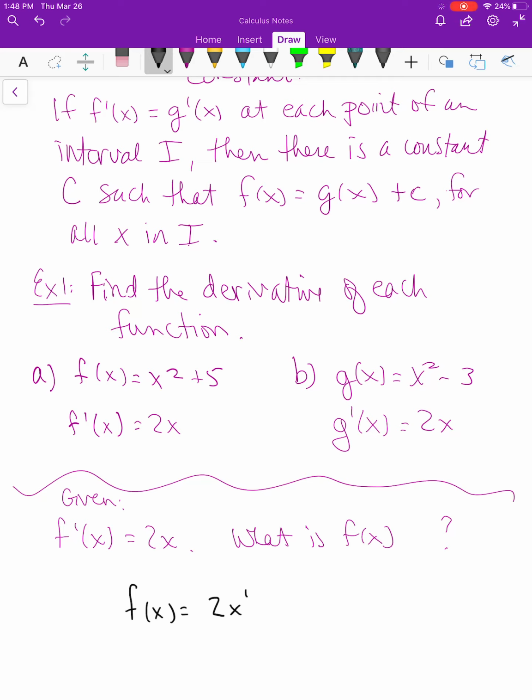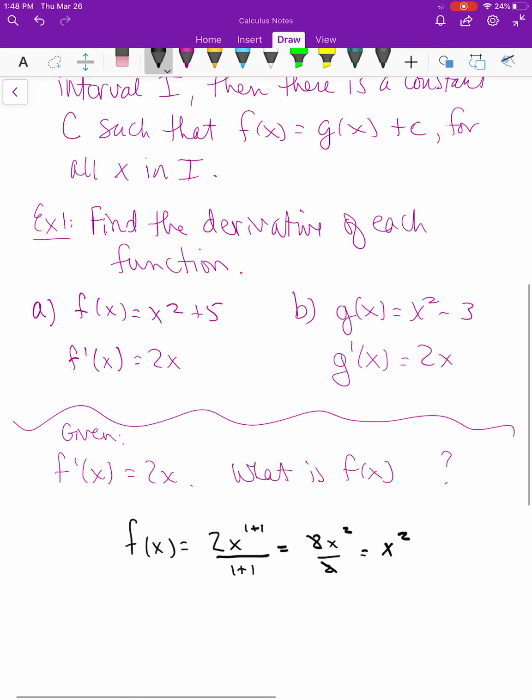Okay, and this is how you would be thinking about that. You'd be thinking, well, right now I've got 2x to the 1. And that's after I would have subtracted 1. So I want to add that 1 back in. And I would have multiplied by whatever that subtraction was. So now I'm going to undo that and I'm going to divide by it. So you're adding 1 and you're then dividing by that 1 plus 1. And that's how you end up seeing that your original function would have been x squared.